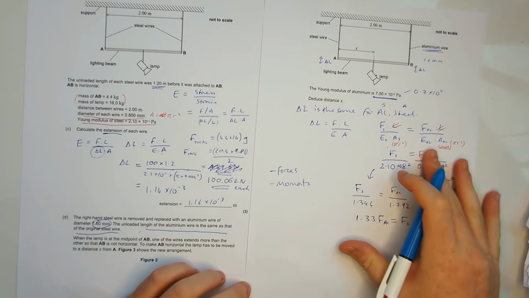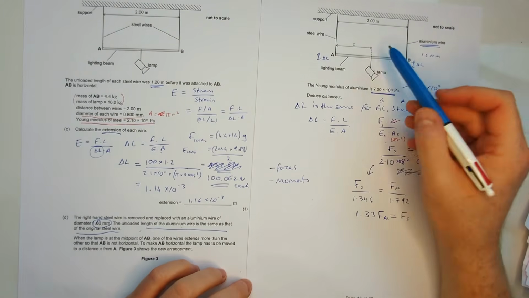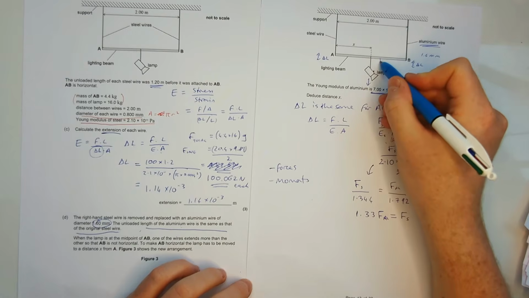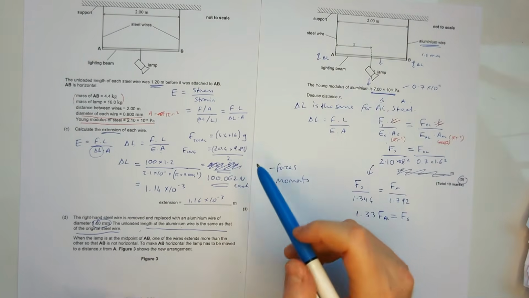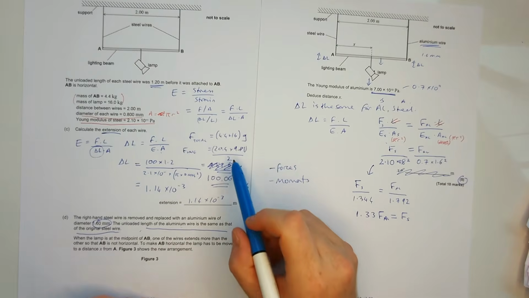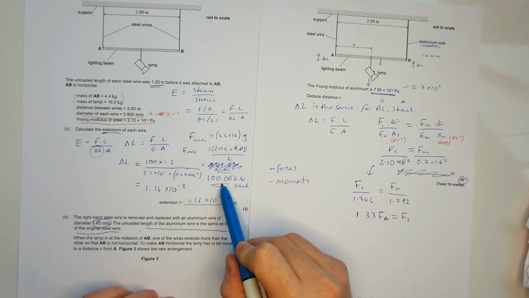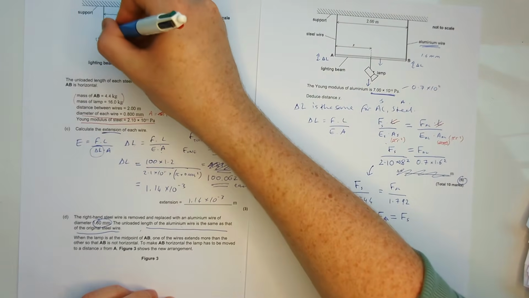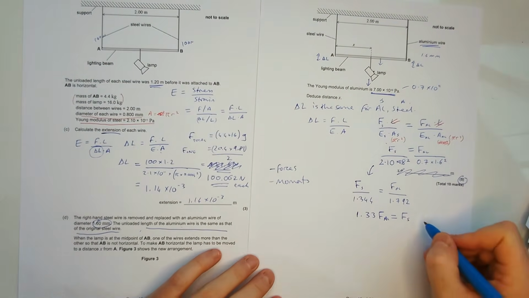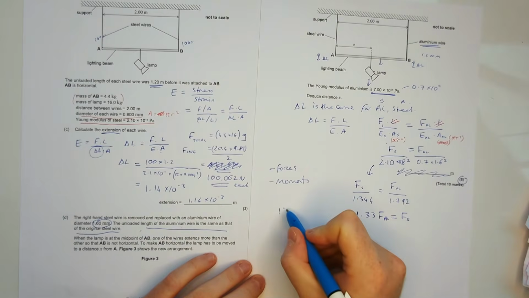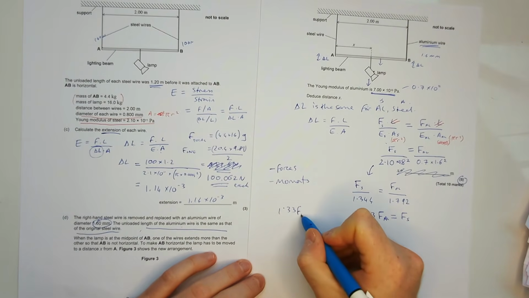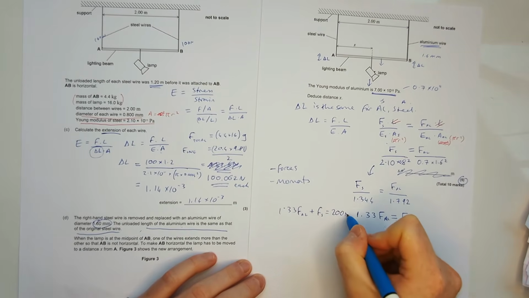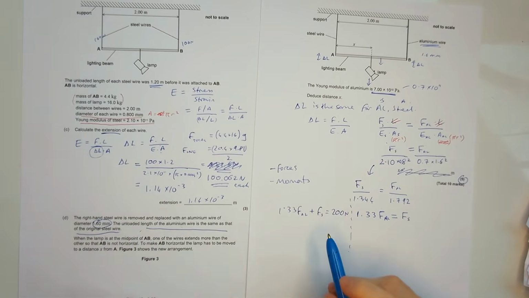Right, almost there. Now we know that both of these forces acting downwards are going to be equal to the weight of the lamp plus the weight of the beam. And we said earlier in the question that was equal to 200, because we worked out here it's 100 per steel cable. So I've got 100 there, 100 there, and that's the same thing here. So therefore we've got 1.33 lots of the aluminium plus the steel equal to 200 newtons. So how do we work this out then?